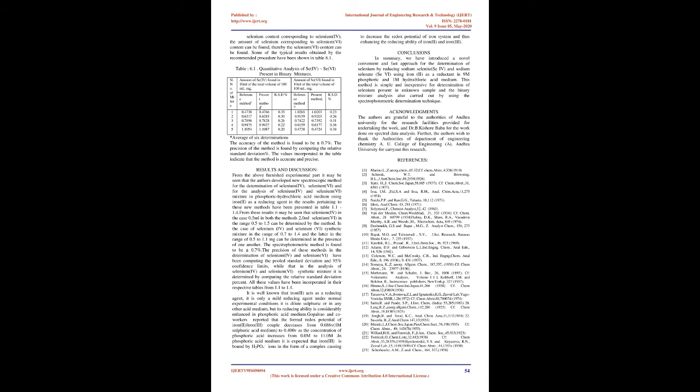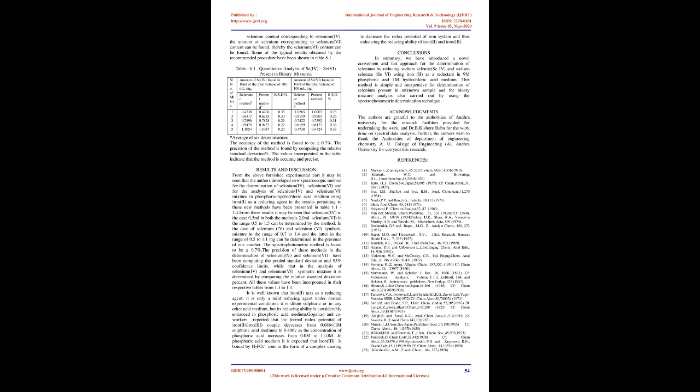Thus, the selenium content obtained in this method corresponds to the total amount of selenium(IV) and selenium(VI) present in the mixture. Upon subtracting the selenium content corresponding to selenium(IV), the amount of selenium corresponding to selenium(VI) can be found. Some of the typical results obtained by the recommended procedure have been shown in Table 6.1. Table 6.1. Quantitative analysis of Se(IV) and Se(VI) present in binary mixtures.